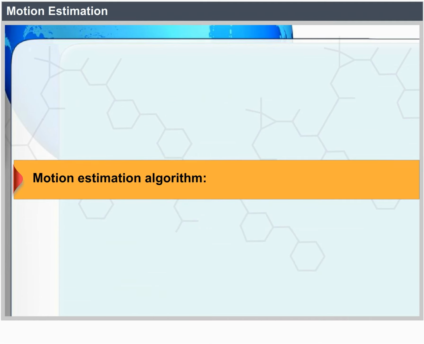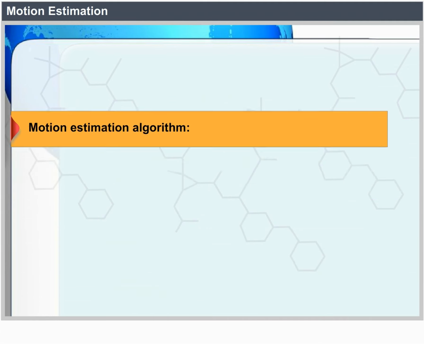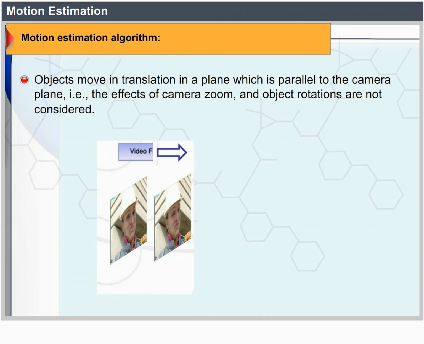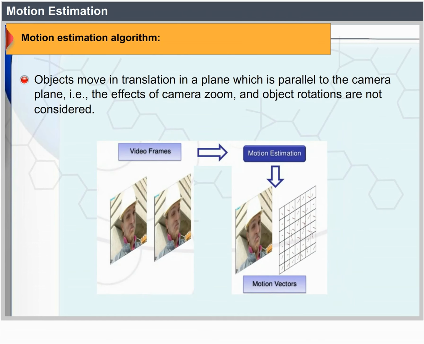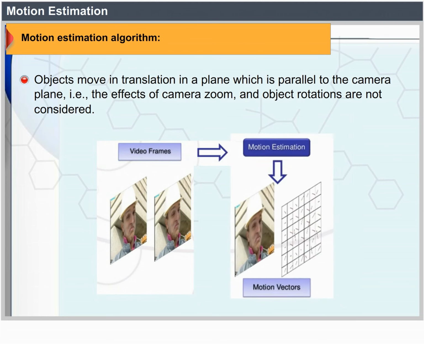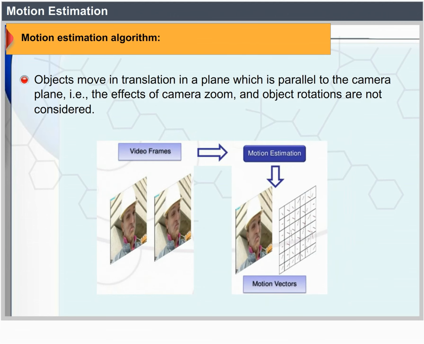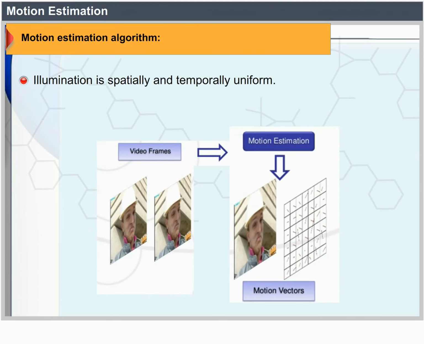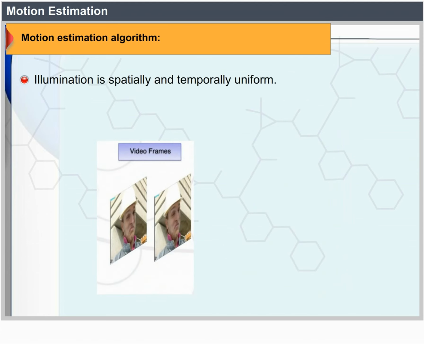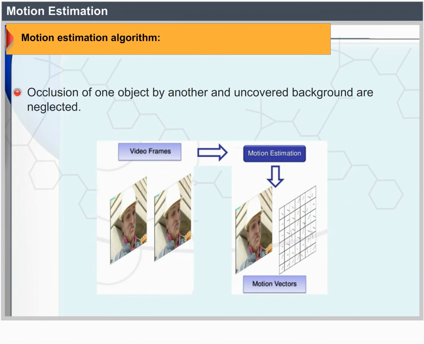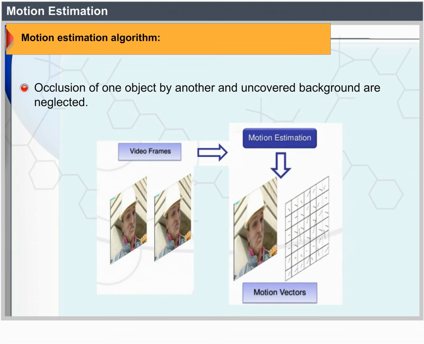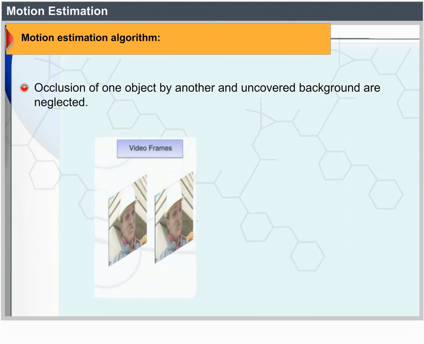Motion estimation algorithm. Objects move in translation in a plane that is parallel to the camera plane, that is, the effects of camera zoom and object rotations are not considered. Illumination is spatially and temporally uniform. Occlusion of one object by another and uncovered background are neglected.